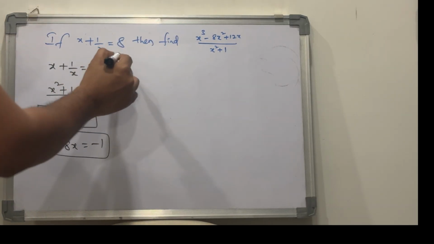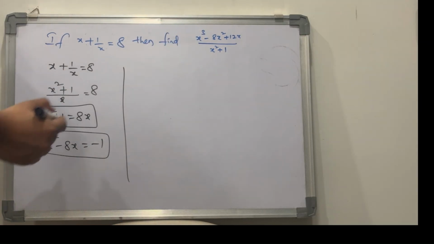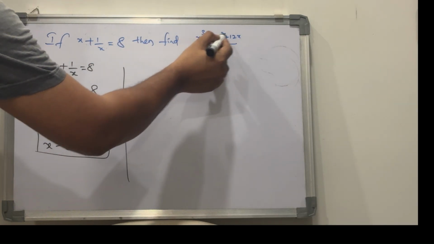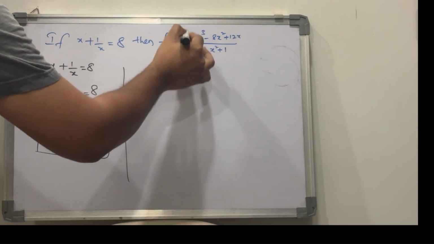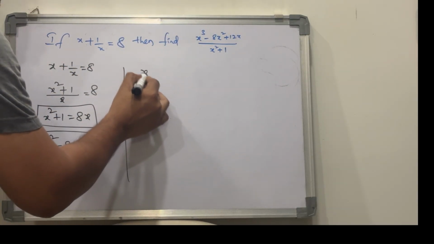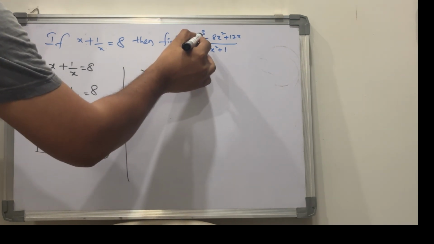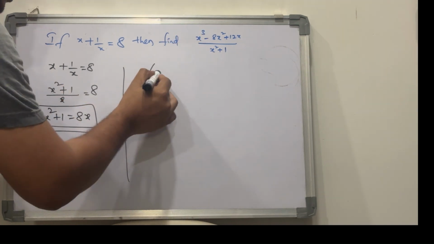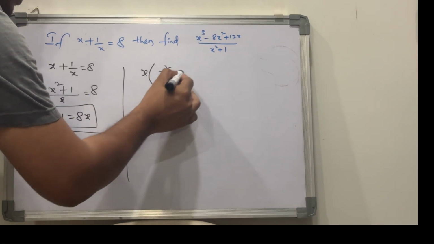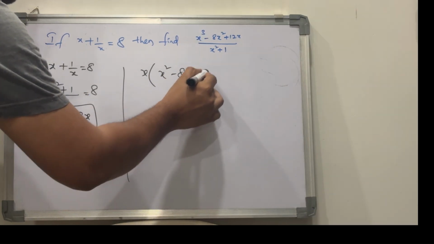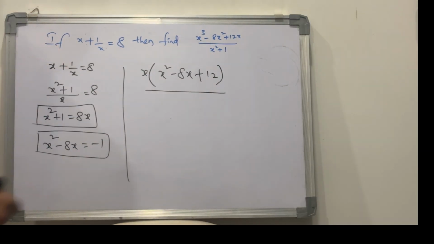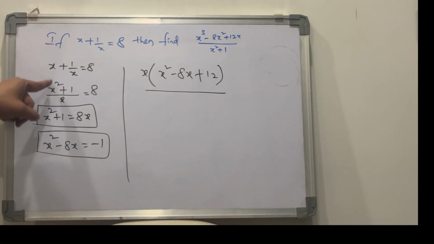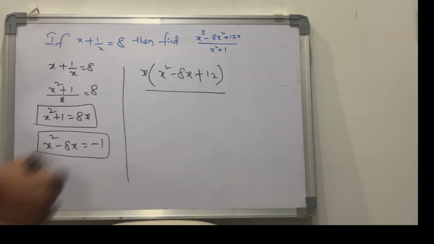Coming to this one, we have to find this value. So from this one, take x as common. First of all, from the numerator, take x as common. If you take x as common, here we get x square minus 8x plus 12 by x square plus 1. What is the x square plus 1 value? It is 8x.